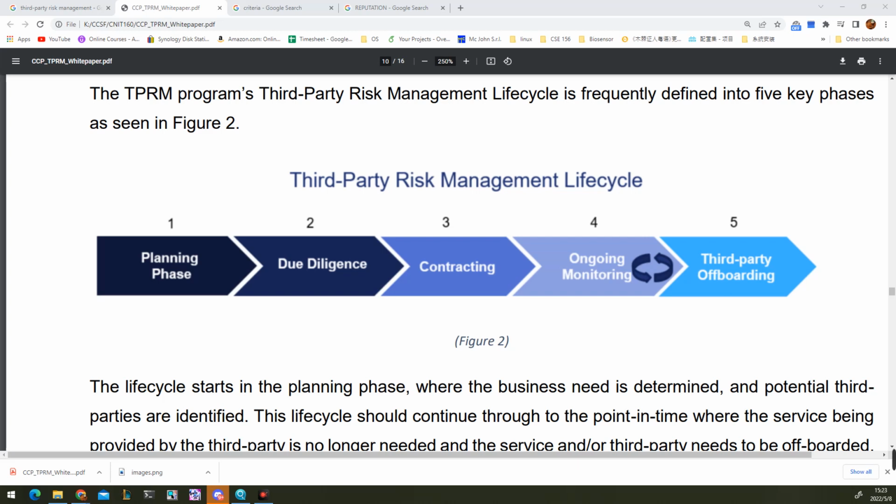And then is business continuity management risk. What we need to consider is: is the third party providing service to support an essential business function? If so, does the third party have a BCM strategy?